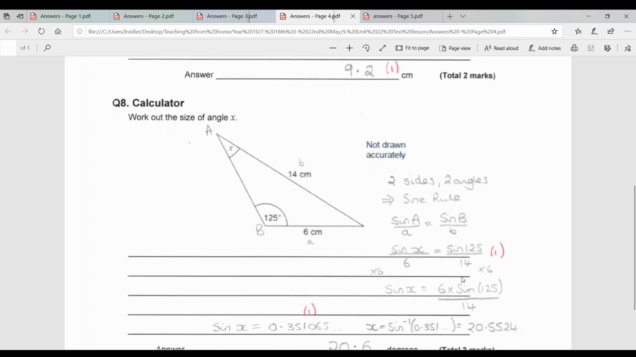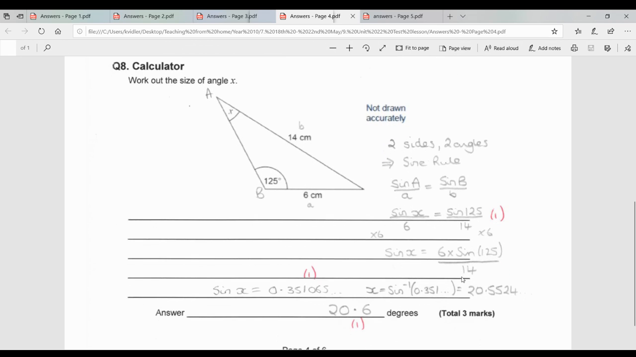Then if we have a look at question 8, on this one, we were trying to work out the missing angle x, and we've got 2 sides, an angle, and trying to find the second angle. So 2 sides, 2 angles tells me sine rule. Remember, because we're trying to find an angle, it's the flipped sine rule. So it's sine of capital A over little a equals sine of capital B over little b.